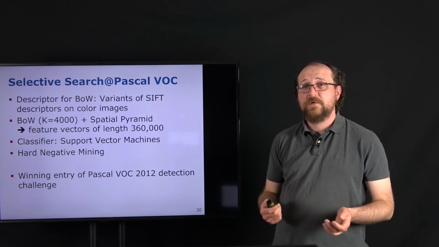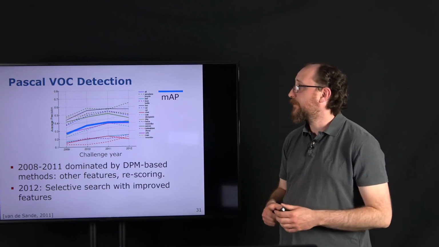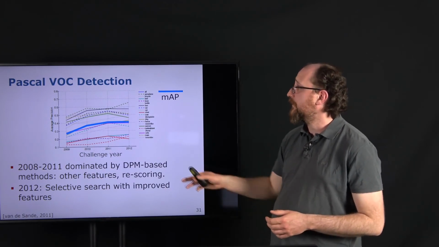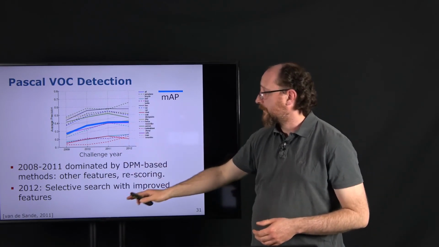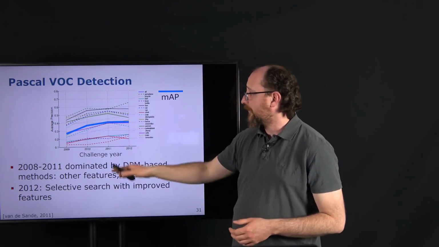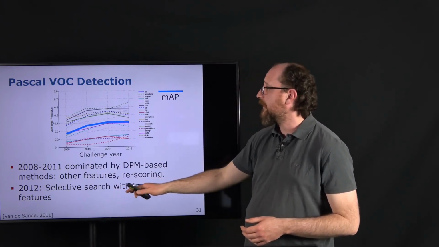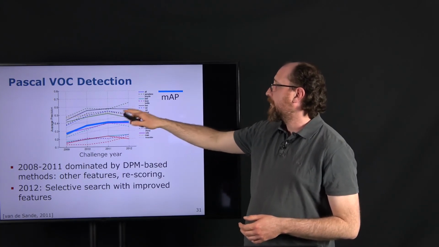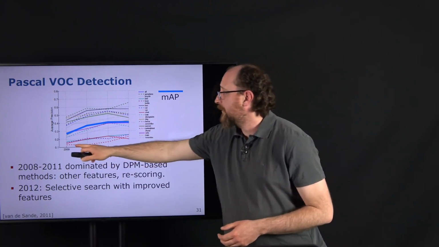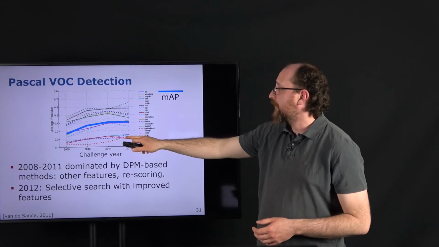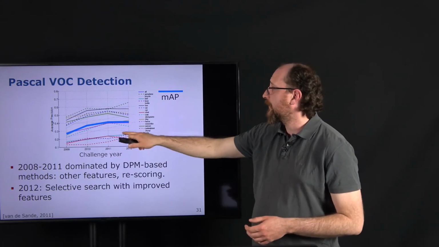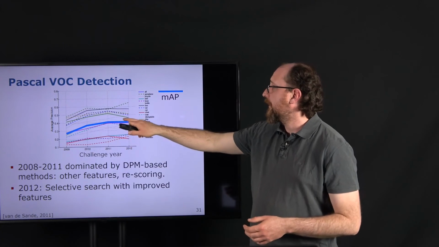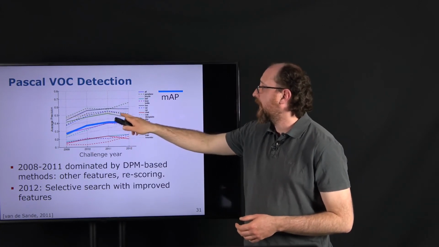So, when we now look at the results, it looks something like this. Here you see a graph that is not from the van de Sande paper, but from the Everingham paper about Pascal VOC. And this shows basically the progression of the average precision for different classes. So the dashed lines and the solid lines are different classes.